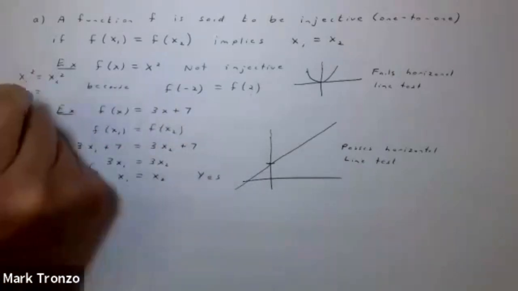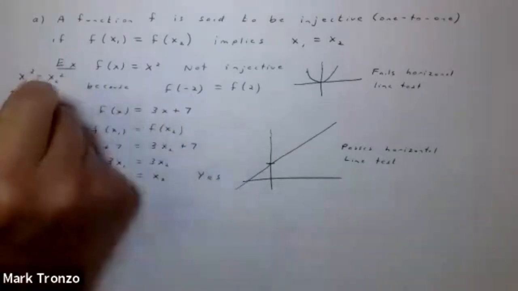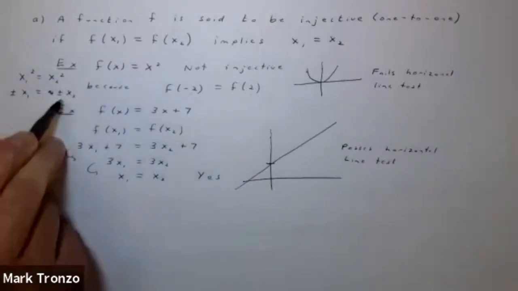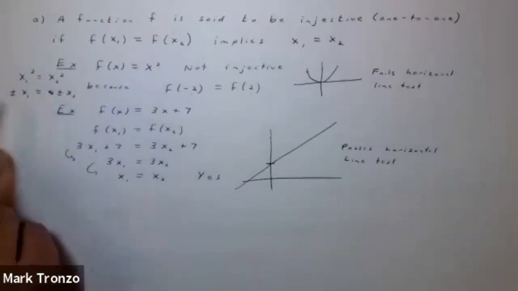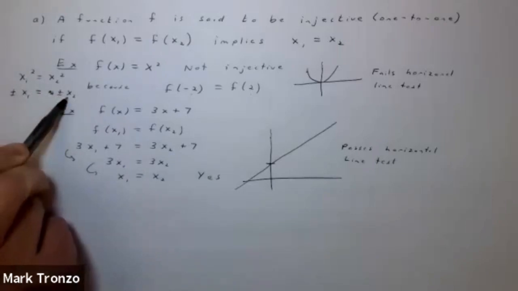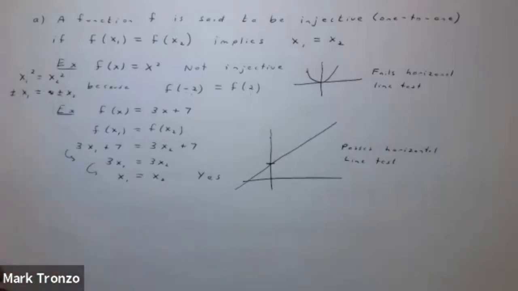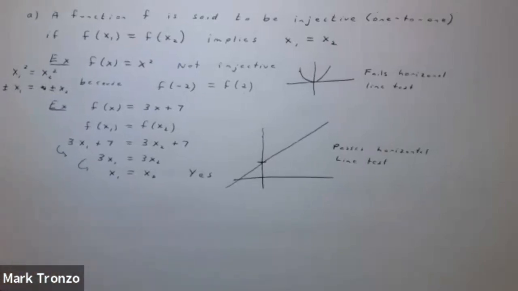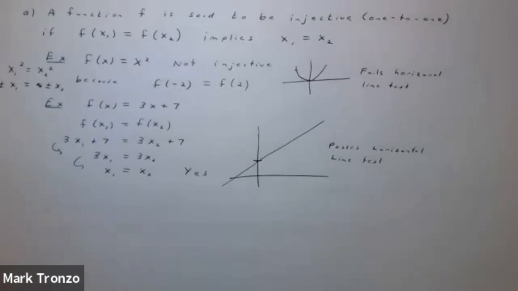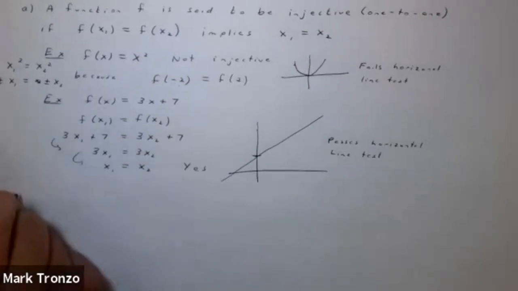But if you thought something was one-to-one and tried to prove it, when you start taking the square roots here, you can see you get pluses and minuses. So maybe a minus x1 would be equal to x2, but two positives would be equal, etc. Okay, and let me do just two more. So that was part A.